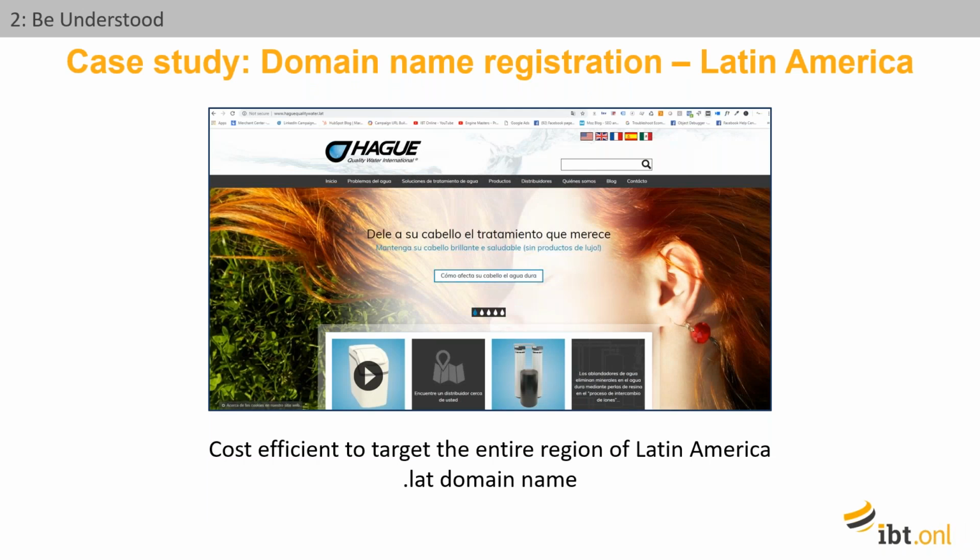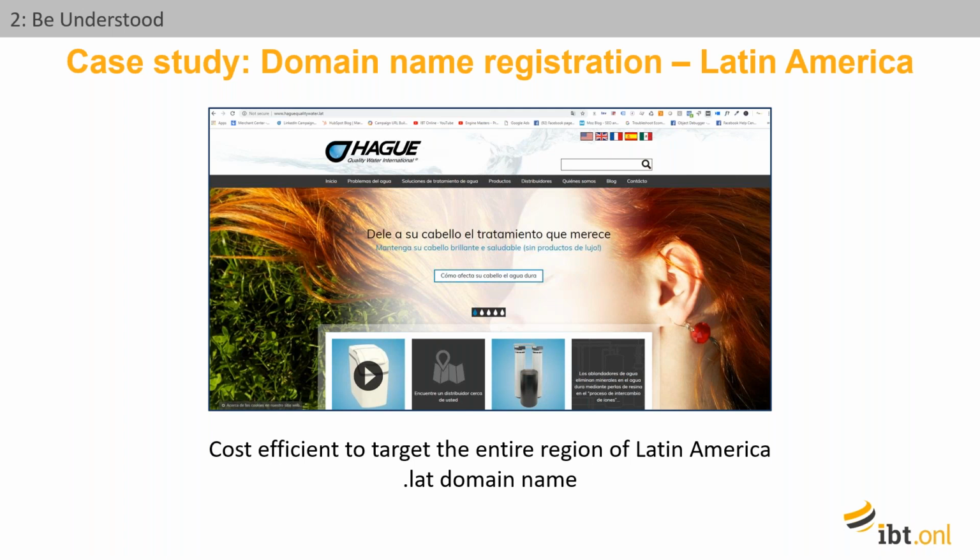This is our client, Hay Quality Water. They decided to use one website to target all of Latin America. So after deciding their needs, we decided to go for a .lat domain name. That's the most cost efficient one, and it'll get you found in the entire region. The downside is it's a little bit slower. The ranking takes a little bit more work to get up there, rather than having a specific domain name for each country in Latin America. But it's still a good choice, particularly as I said in Latin America.